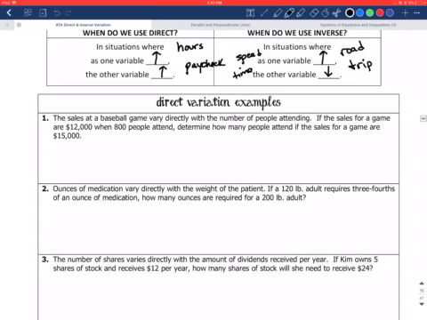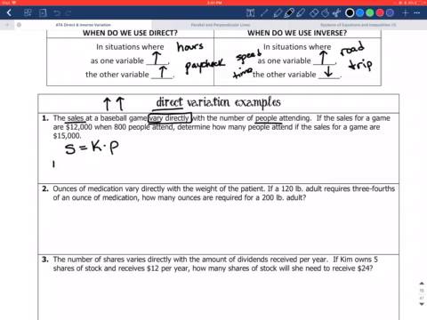So dealing with just direct variation examples where they both will be increasing, the sales at a baseball game vary directly with the number of people attending. So we're going to box in this varies directly and look for the two things on either side of it. So the sales and the number of people is what we're discussing here.